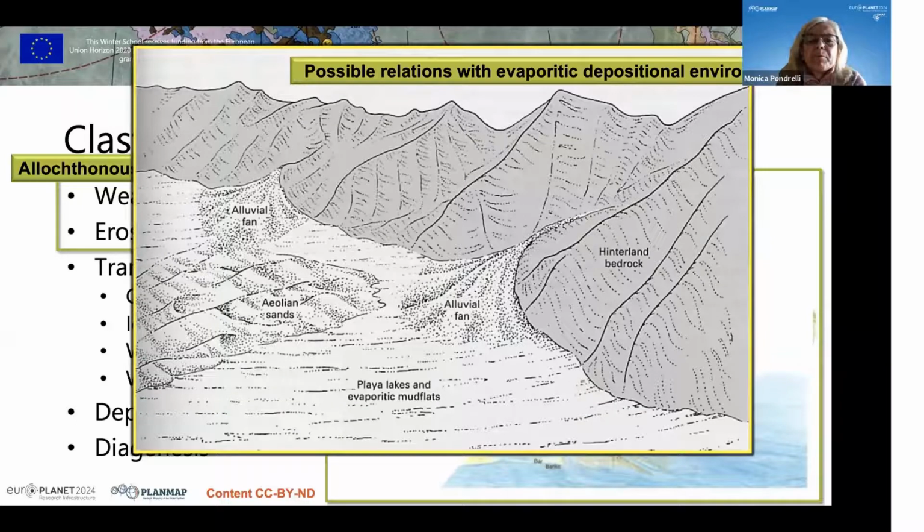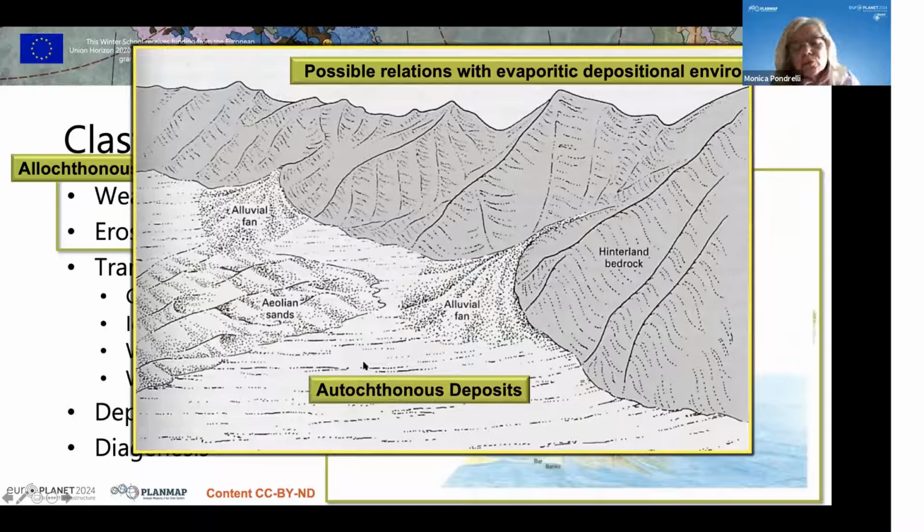Also, some evaporitic depositional environments have been proposed, actually sometimes proven even by rovers. Evaporitic depositional environments are those where the sedimentation occurs through direct precipitation of minerals inside the basin, such as, in this case, an ephemeral lake and precipitation of salts. These deposits are called autochthonous deposits because they form in the very same place where they are deposited.